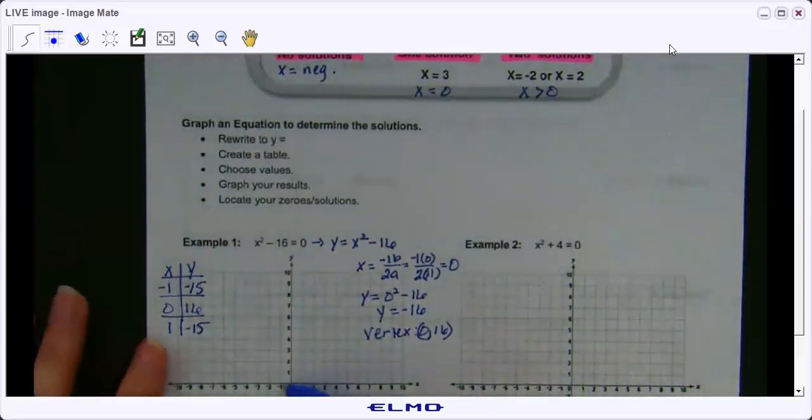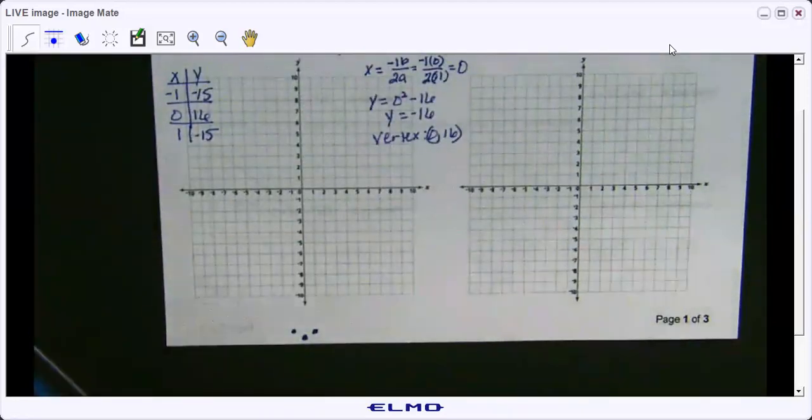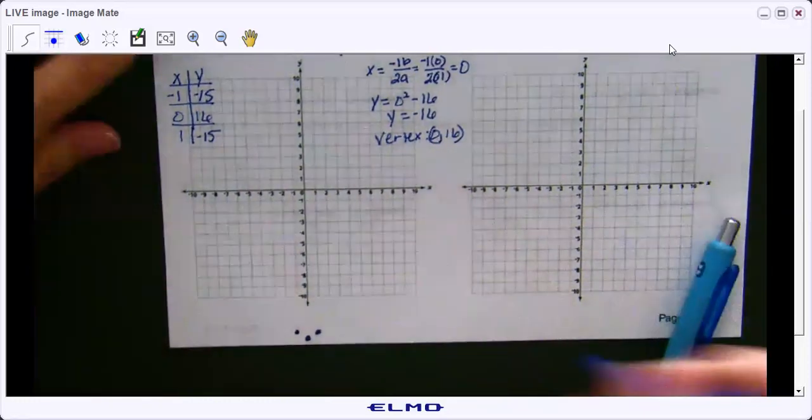So we have -1, -15. That's going to be about here. And 1, -15, which is going to be about here. Oh, yep. And then we just draw our parabola. Now, I would probably create some additional points, just because then my graph might look a little bit more accurate. So I am going to do that really quick.